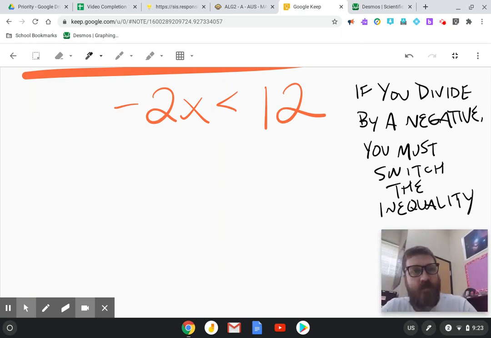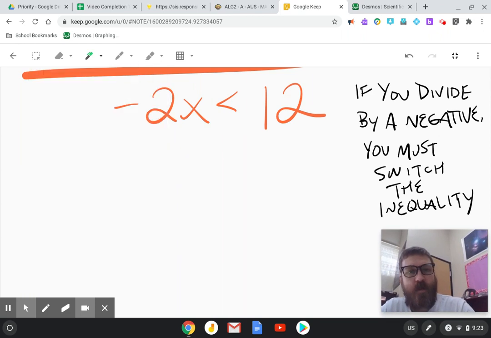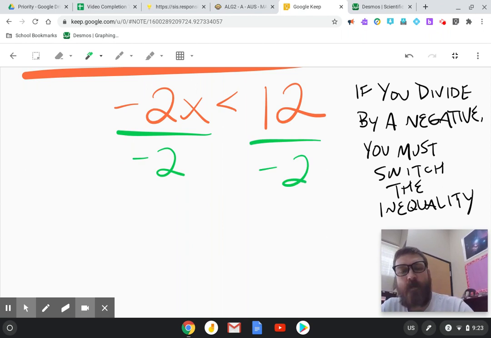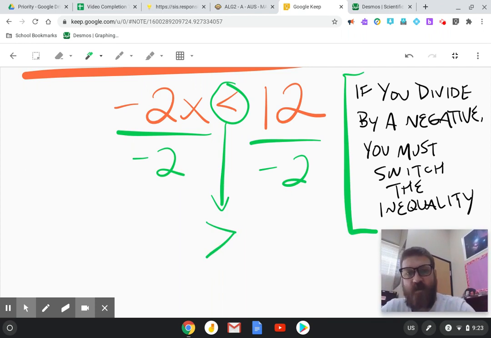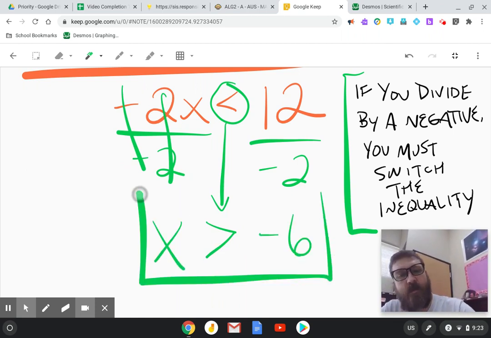What I mean by that is, if I'm working this problem out and I get to this step and I see, oh, I need to divide by negative 2, when that happens, this symbol right here needs to be changed to go the opposite direction. That's what I mean by this. You need to switch the inequality symbol. This still cancels out. x is greater than negative 6.